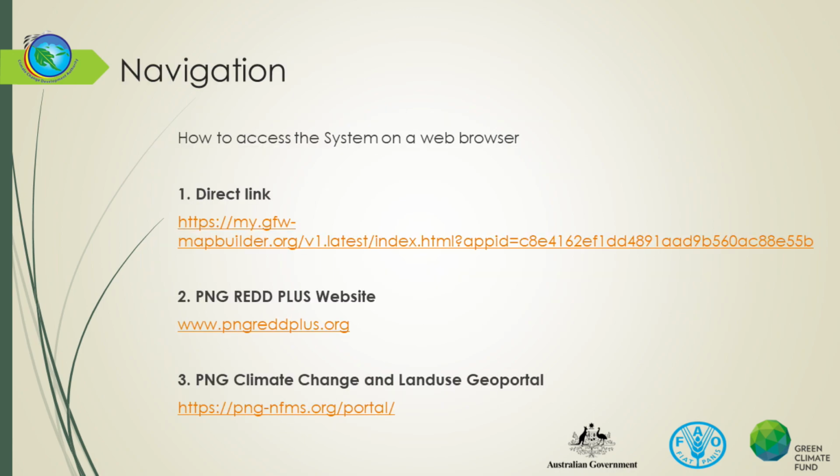Now let's look at how we can access the system on our web browser. We can access the system using 3 methods as shown in the slide. The first method is accessing through a direct link that will be provided in the video description, secondly by navigating to the PNG REDD+ website, and lastly by accessing the system link in the PNG Climate Change and Land Use Geoportal. We will go through methods 1 and 2 during our hands-on for better understanding.